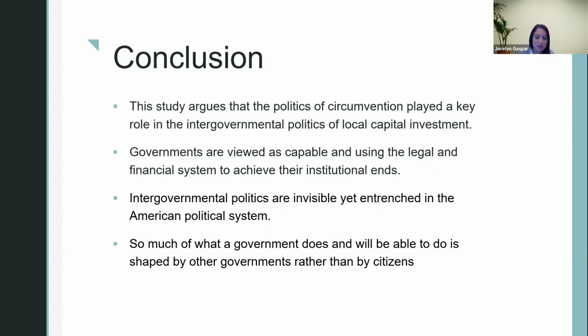And this invisibility of intergovernmental politics means that they're rarely challenged by the traditional politics, even though they hold the power to help define what can be done and by which governments. And lastly, the author ends by noting that this is significant and troubling because so much of what government does and will be able to do is shaped by other governments rather than by citizens themselves. And that's my article.